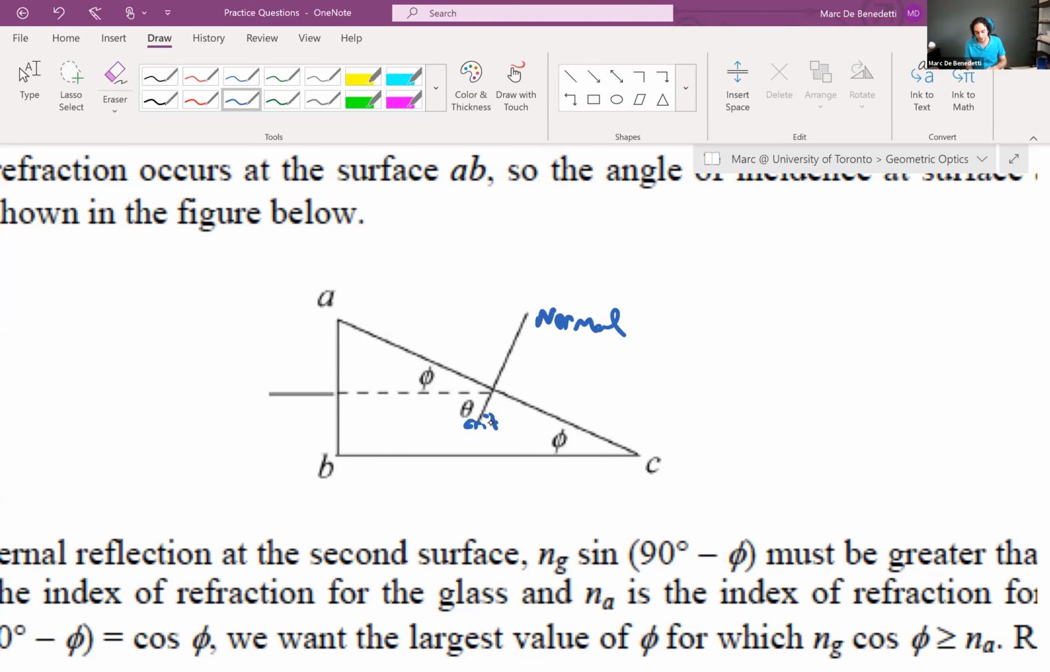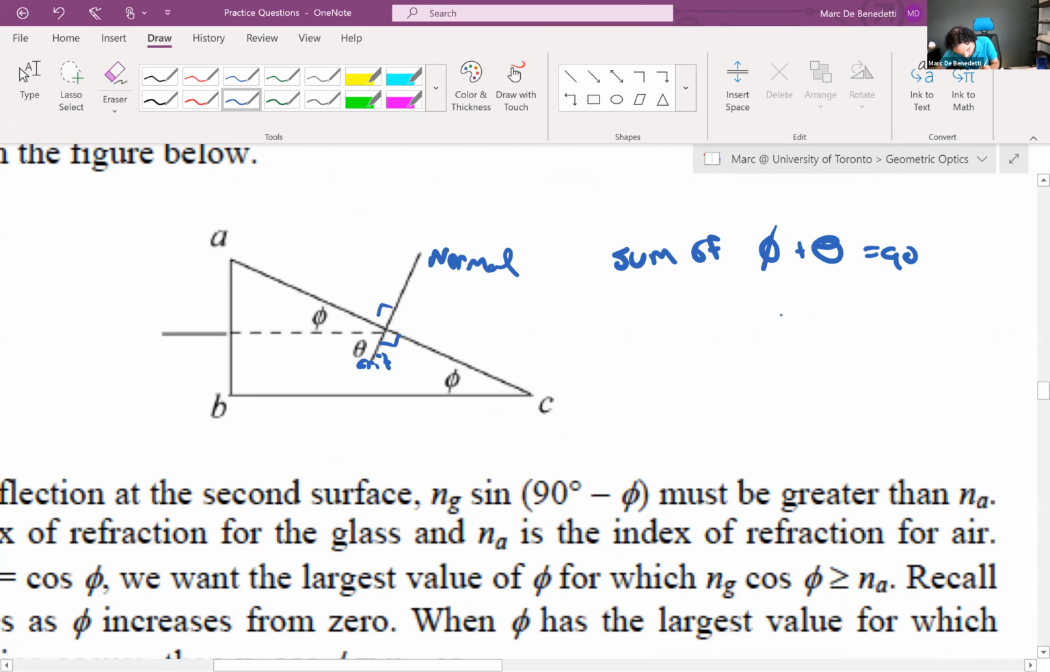So we see here that it makes a right triangle. This is normal, so we know that's a right angle, that's a right angle. So there's 3 angles in there, and one of the angles is 90. So that makes the sum of phi plus theta equal to 90, because the 3 angles sum to 180 and one of the 3 angles is a right angle. It's already 90. So that means that theta is going to equal 90 minus phi.